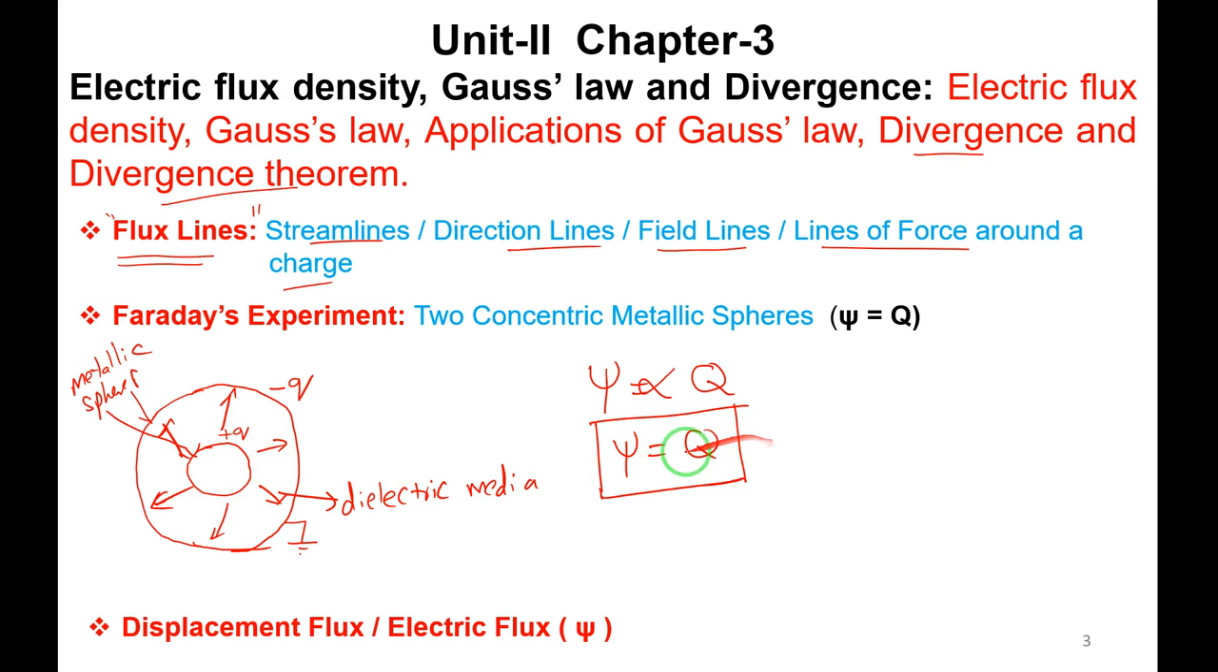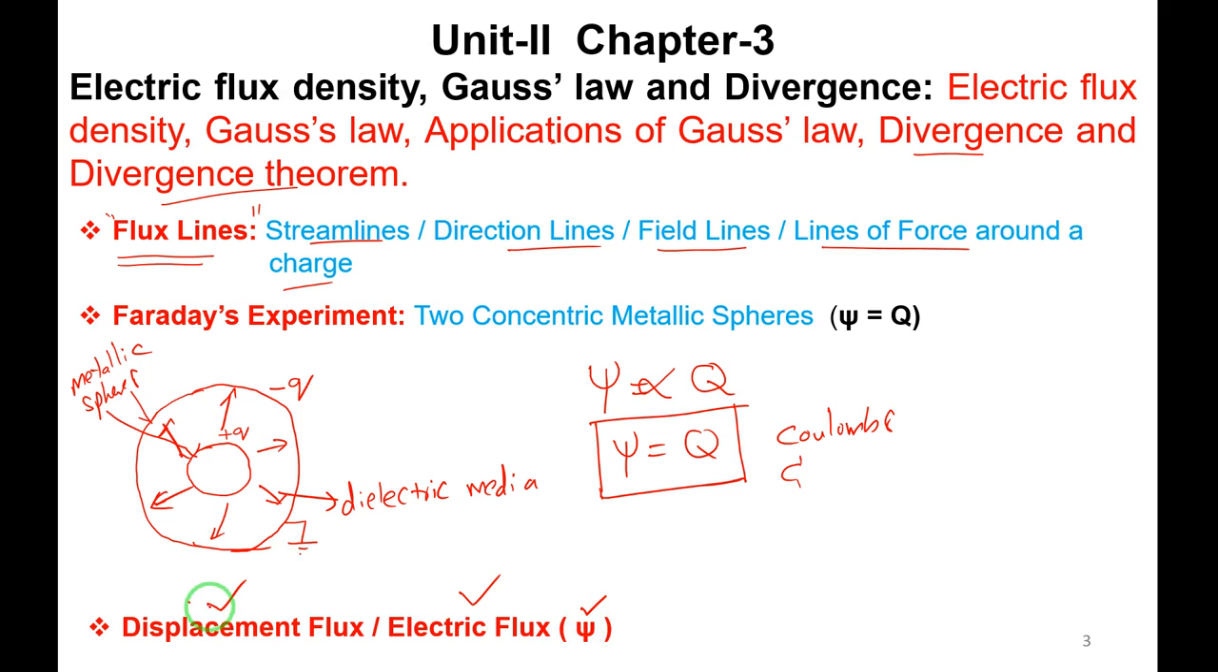He has told this, and the unit of q, that is charge, is coulombs. Similarly, the unit of flux is coulombs, same as charge. Simply instead of writing coulombs, we will write C. Another name for these flux lines is displacement flux or electric flux, one and the same, and it is represented by the Greek letter psi.